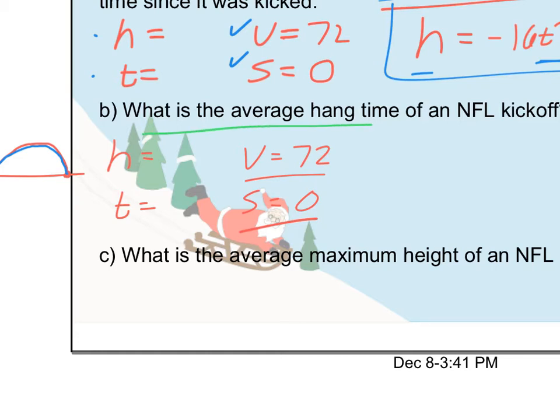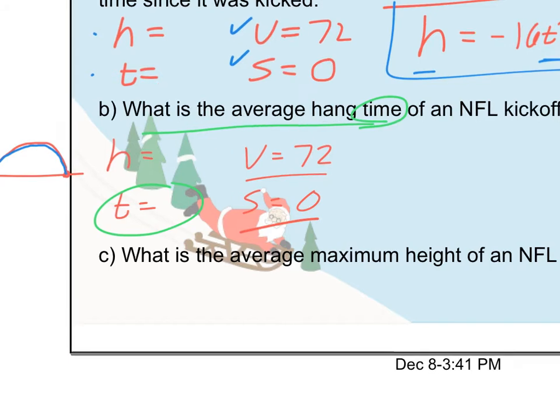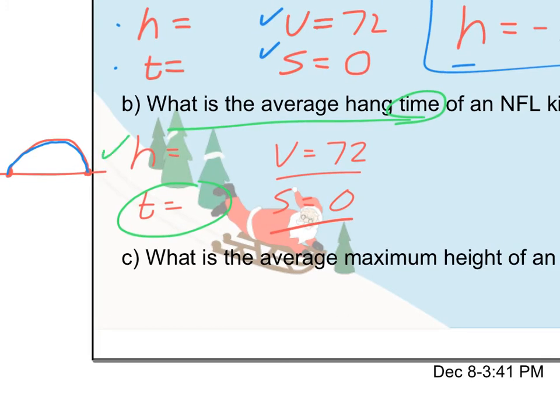It says what's the average hang time, right? So we're trying to find a time. So that's your hint that our answer is going to be t equals. Like we're finding out what is t. And that tells you that we probably should know what h is. We should know a number to put in there.